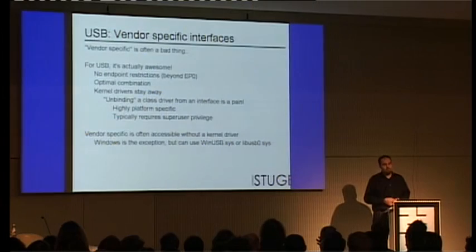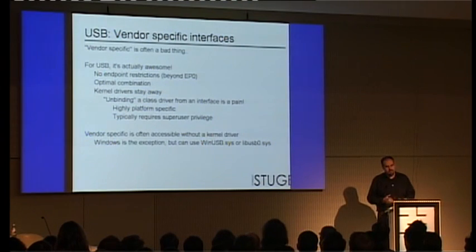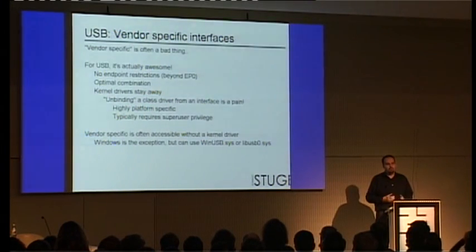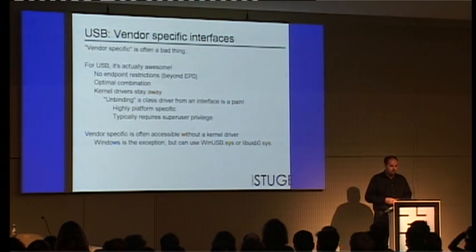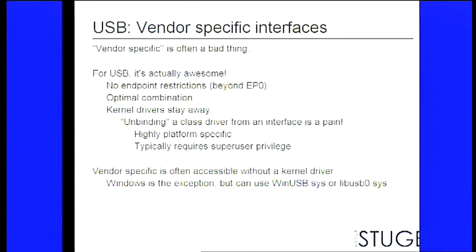Then there's the exception, vendor-specific interfaces, and I really like these. Now, vendor-specific is a lot of times really a bad thing. It's difficult to deal with and a hassle, and not really something you associate happy thoughts with. But for USB, I think it's actually awesome, because there are no endpoint restrictions on the device beyond endpoint 0, of course.